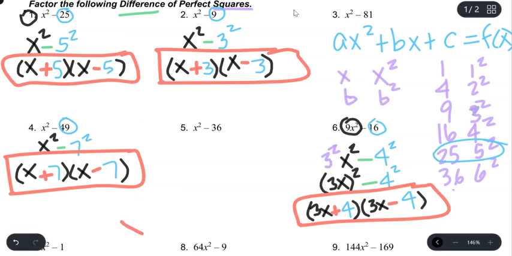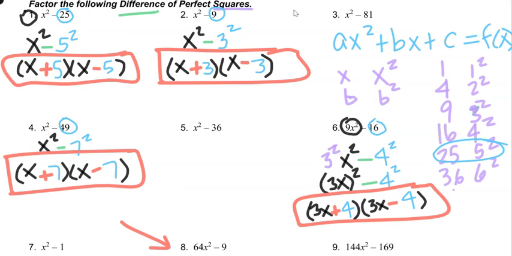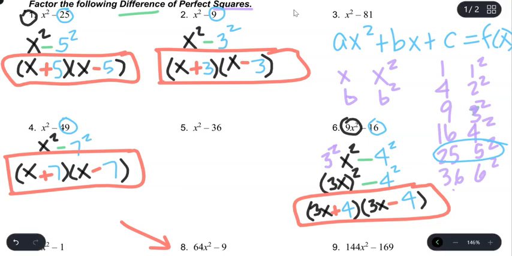Let's check out number 8. Let's look at this one right here. I'm going to do it above so that I don't have to move my screen. Well, first of all, I've got 9. 9 is a perfect square. It's 3 squared, so I can write it that way. I do have a difference. I have my subtraction. That's met.